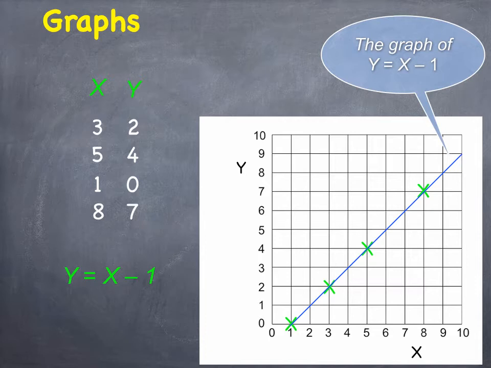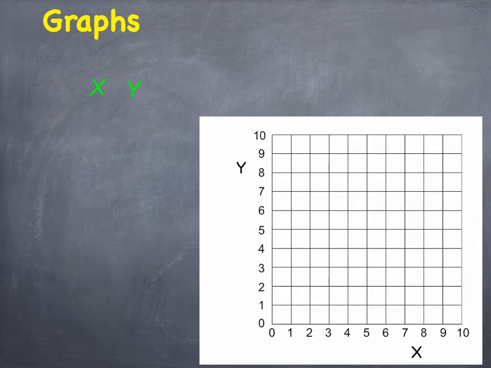So, to find any of the Y values on this line, you would have to take its corresponding X value and subtract 1. Let's take the case of when X was, say, 7. The corresponding Y value would be 7 minus 1, which is 6. This point would be placed here. As you can see, it does lie on the line, showing that it obeys the same pattern as the other points.